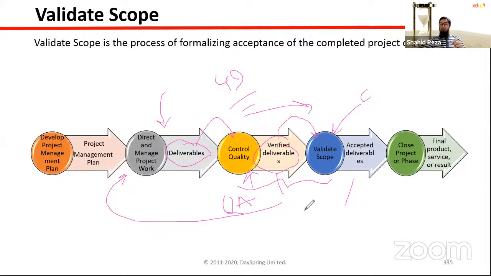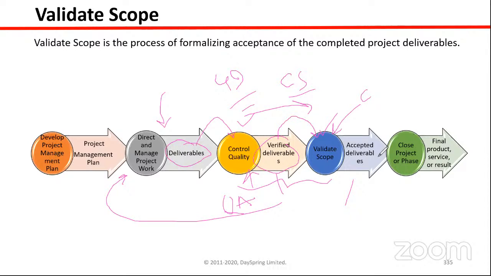Why iterative? We are not creating all the deliverables at a time. In a project, in some phases or some weeks, if it is an agile project, then every week you will get some deliverables. So every time, these three will happen: control quality, validate scope, and control scope. These three will again and again happen whenever any deliverable is created. Control quality, verified deliverables, validate scope. These three.